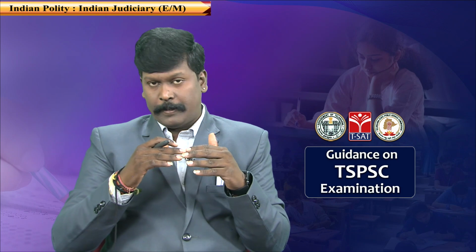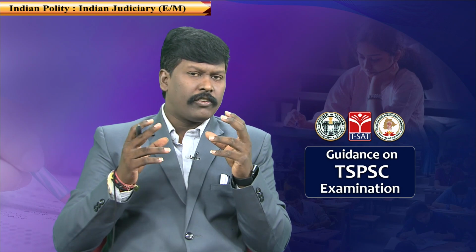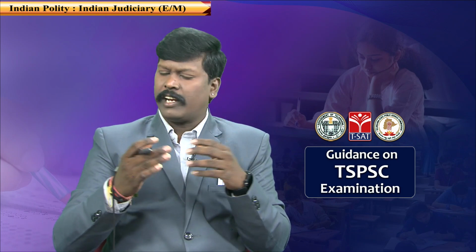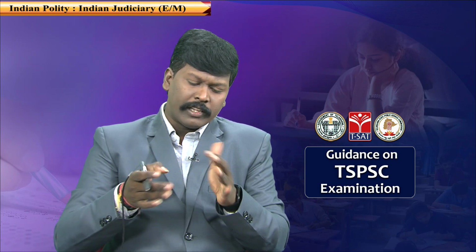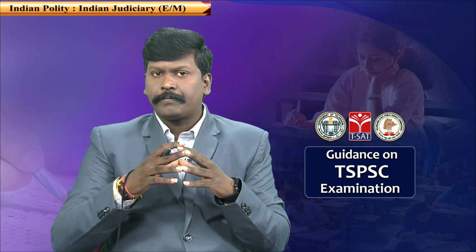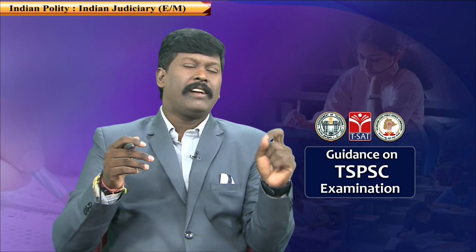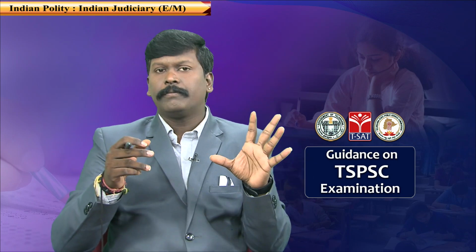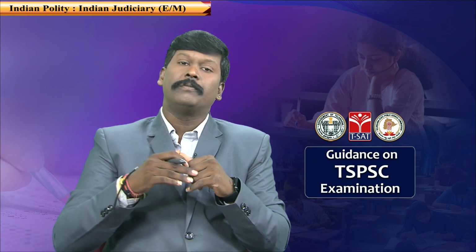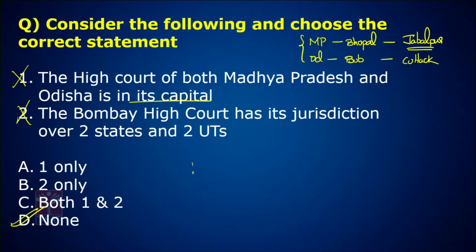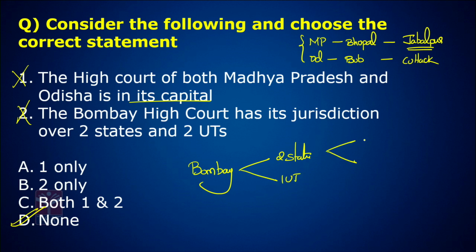Very, very important. And one High Court has its jurisdiction not only on one state, it can be on many states and also on union territories. The second statement is actually correct till 2020, but after 2020 it is wrong. The Bombay High Court has its jurisdiction on 2 states and 1 union territory. Now what are these 2 states?